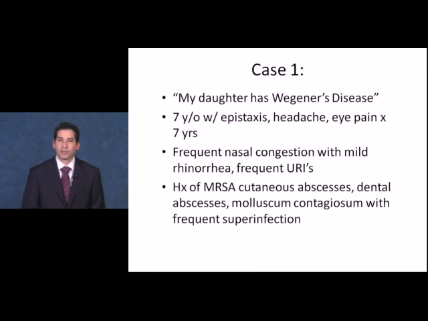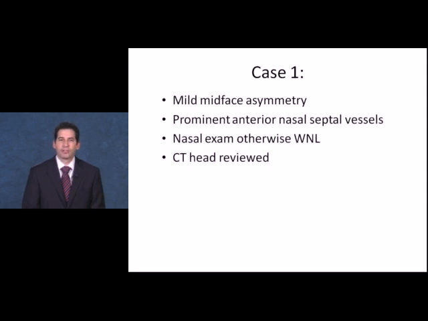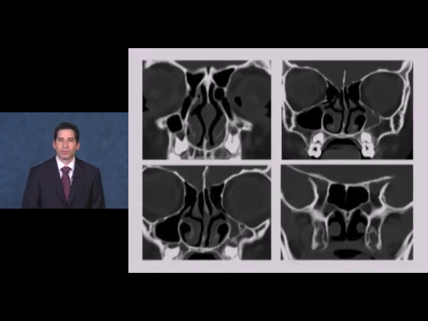They had frequent nasal congestion with mild nasal discharge and frequent upper respiratory infections. There was also a history of cutaneous abscesses, dental abscesses, and infection with molluscum contagiosum with frequent superinfections. This child had mild midface asymmetry, prominent anterior nasal septal vessels, and a nasal exam which was otherwise within normal limits. A CT scan of the head had been obtained and this was reviewed.